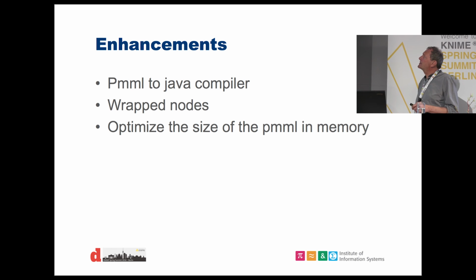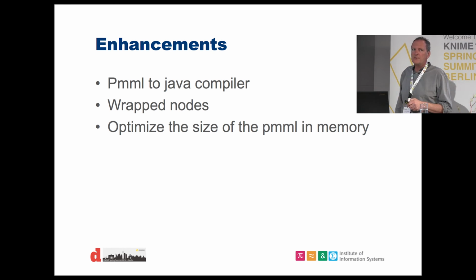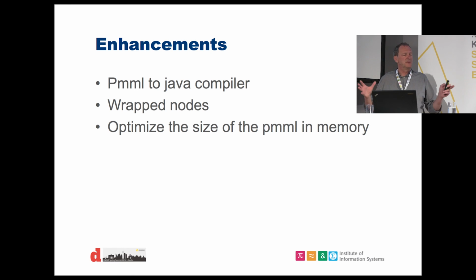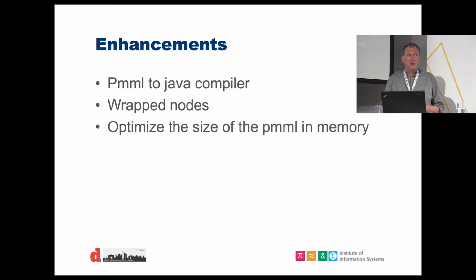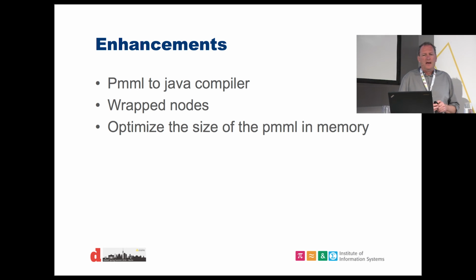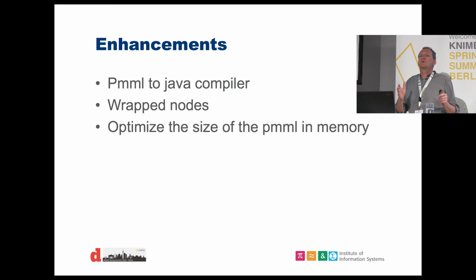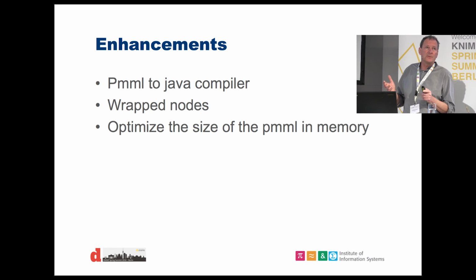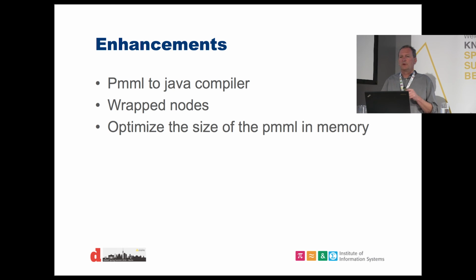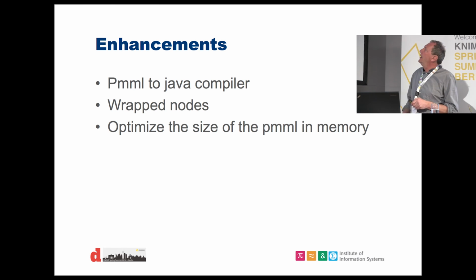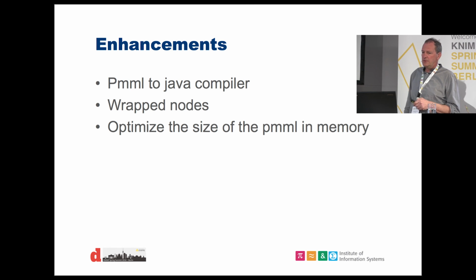We would also like to optimize the size of the PMML in memory. It's very important for us because it's large. Now we use a lot of memory. So we have a lot of things to try, at first to reduce the decision tree ensemble itself and see what we can optimize so that we go down in size.